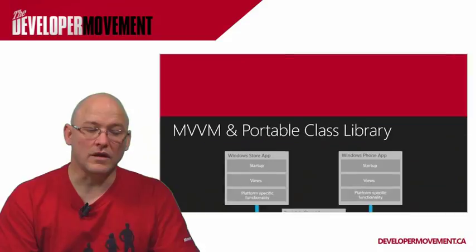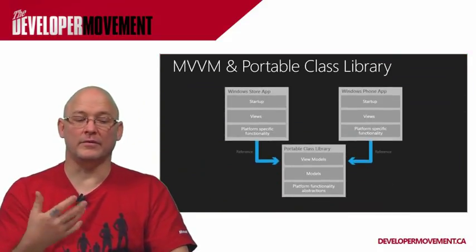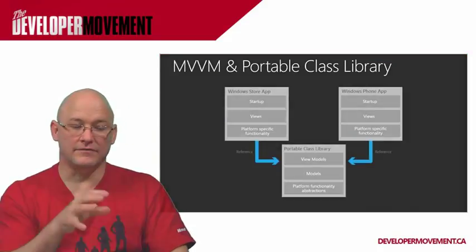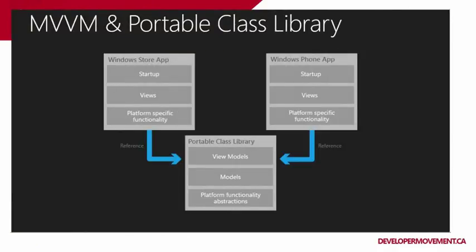When we're looking at MVVM in a portable class library, we can see from this really simple diagram that in your Windows Store app, you basically are looking at your startup initialization, or your app.xaml.cs, and your app.xaml, which contains your shared elements across your app, your views, and the platform-specific functionality.